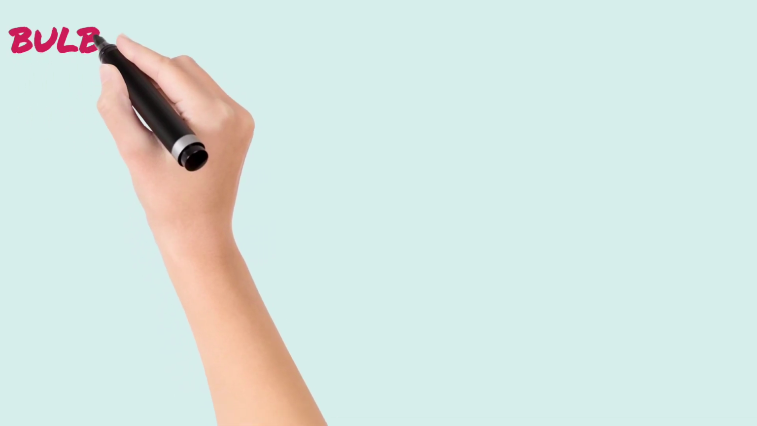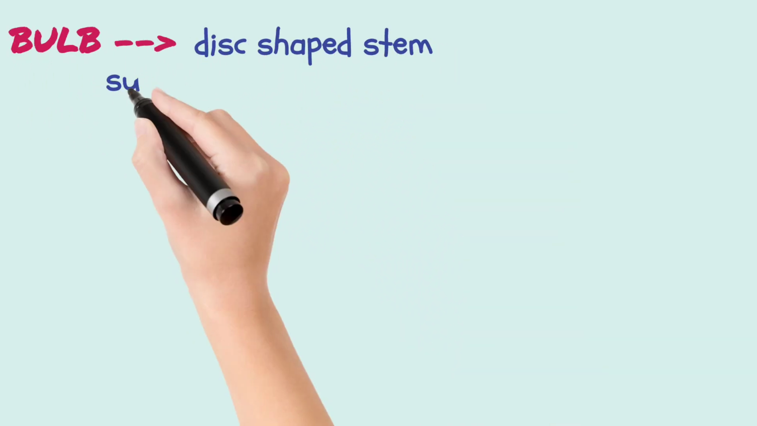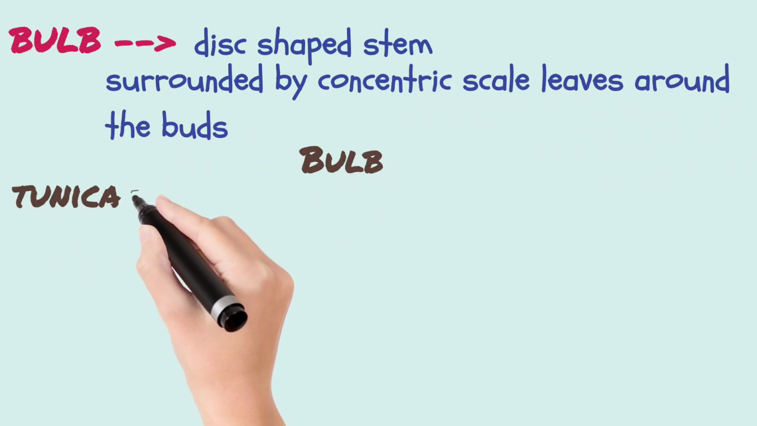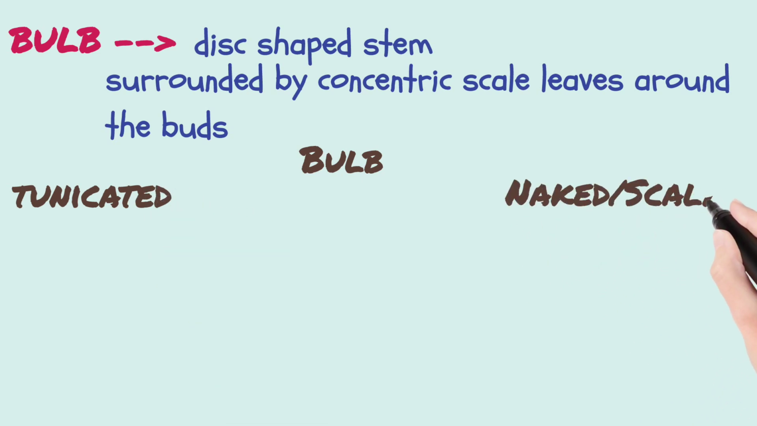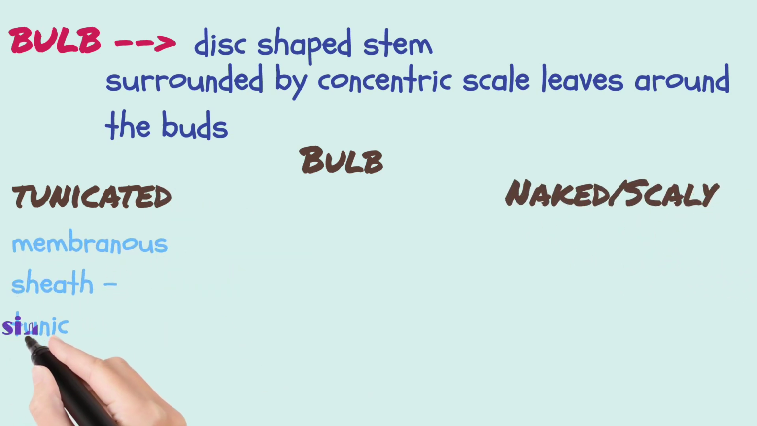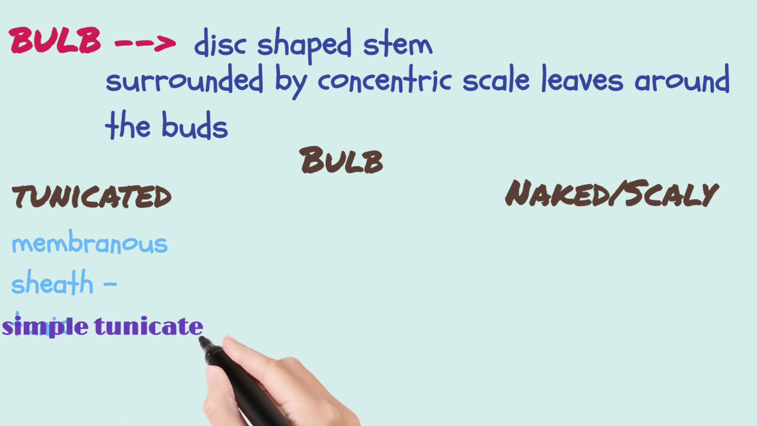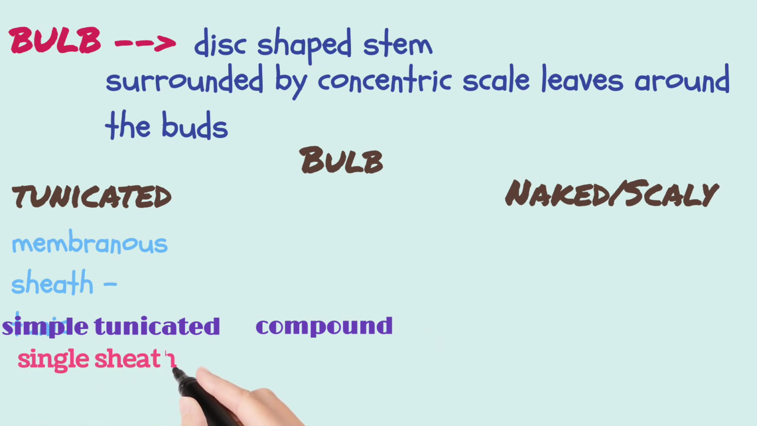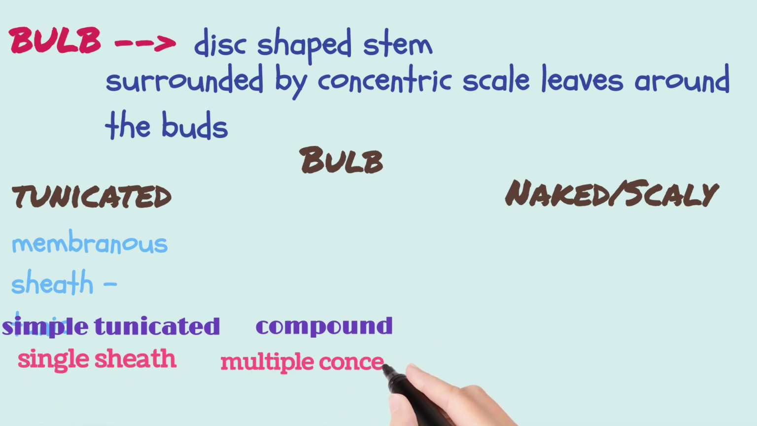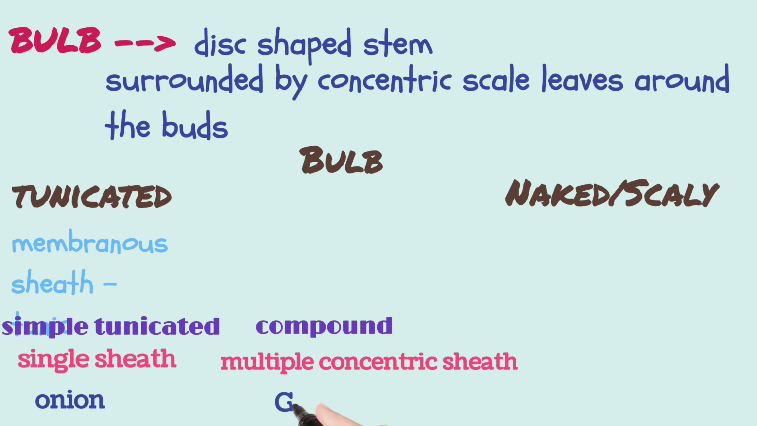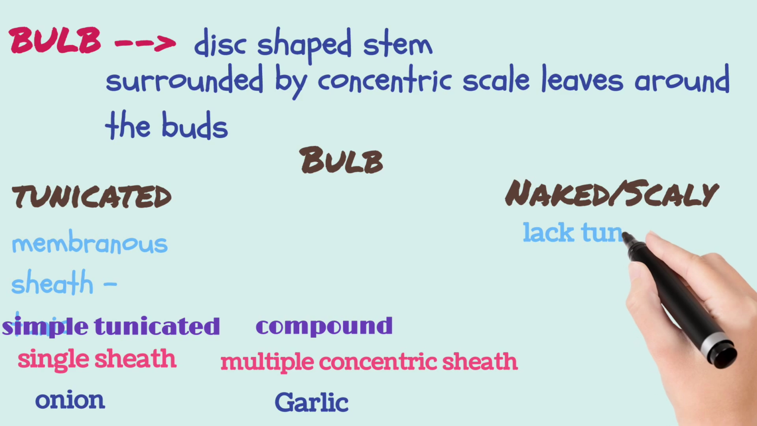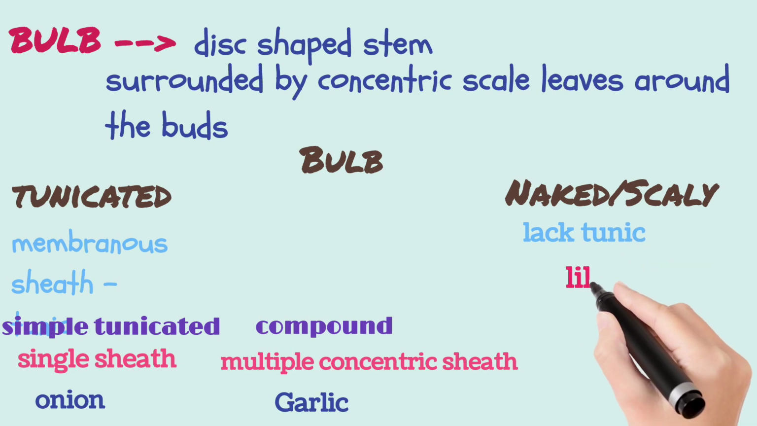Bulb is a disc-shaped stem, surrounded by concentric scale leaves around the bud. Bulb is divided into 2: tunicated and naked or scaly. Tunicated means covered by membranous sheath, which is divided into 2: simple tunicated and compound tunicated. Simple tunicated is covered with a single sheath, example onion. Compound tunicated is covered by multiple concentric sheaths, example garlic.